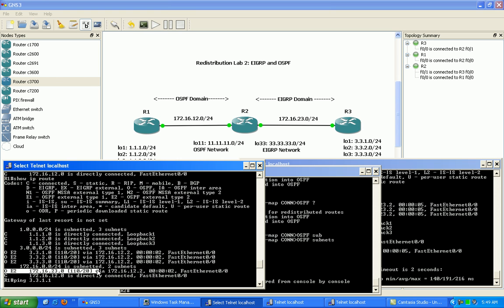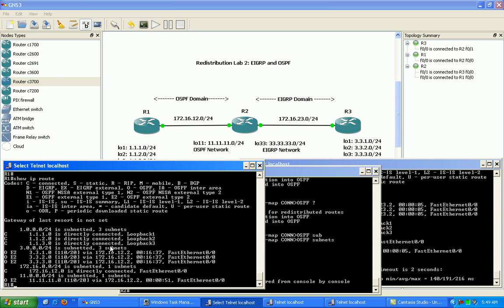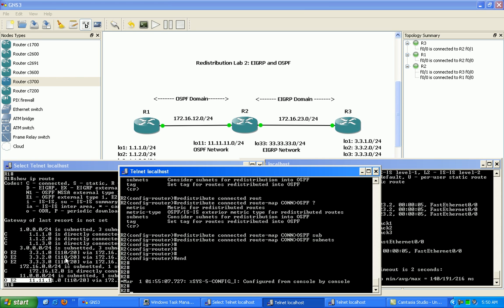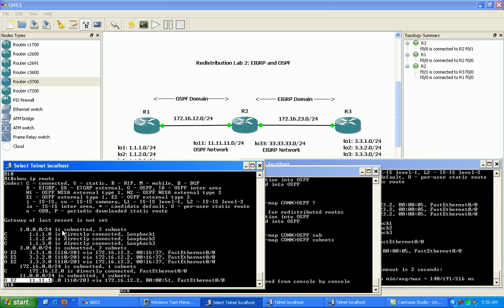See, earlier we had the 23 network within our routing table on router 1 when we just did a redistribute of the EIGRP learned routes in. However, now we have broken the process of redistribution of EIGRP routes into OSPF. And what I wanted to show you is this concept here, because it's very important.